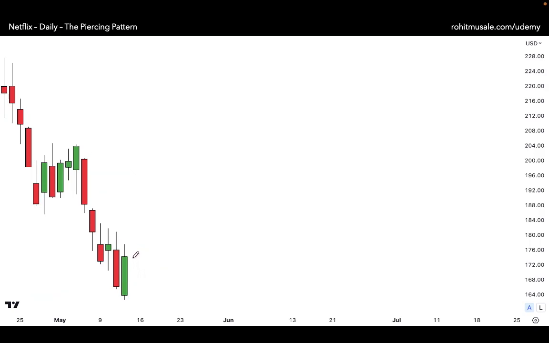For a piercing pattern, the close of the piercing pattern becomes your entry point. The low of the piercing pattern becomes support, so that becomes your stop loss. That's your risk. Next, it's a bullish reversal pattern. What does reversal mean? Reversal means after the piercing pattern, the market might either go flat or it might go up. Either of these two conditions can take place.